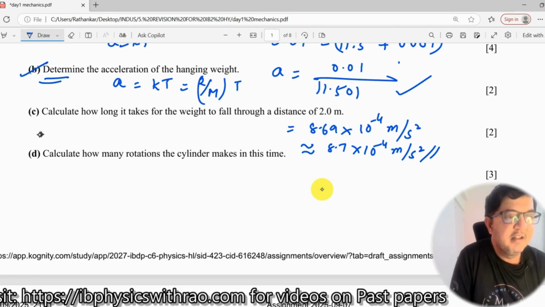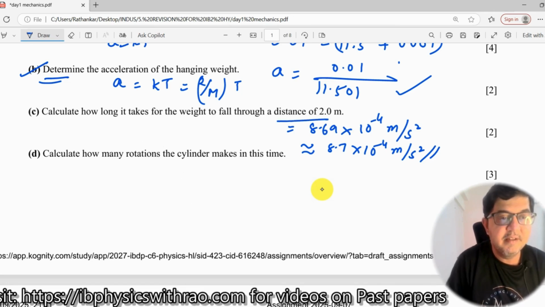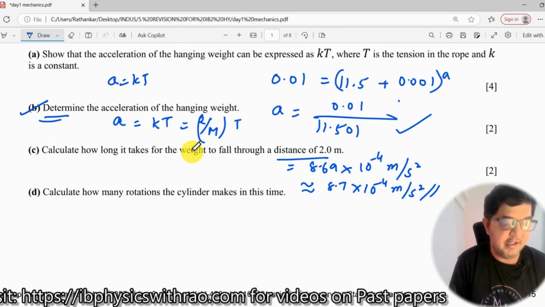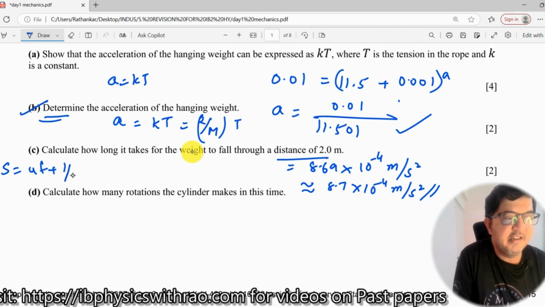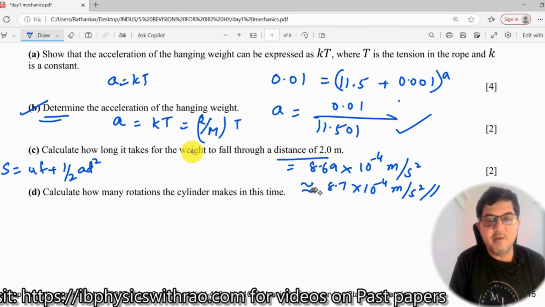Calculate how long it takes for the weight to fall through a distance of 2 meters. How do you calculate this? This object is falling down, but how much time does it take? You can easily use s equal to ut plus half at squared. The acceleration that we calculated is a constant, so definitely I can use it. Whenever the acceleration is a constant, I can always use equations of motion.